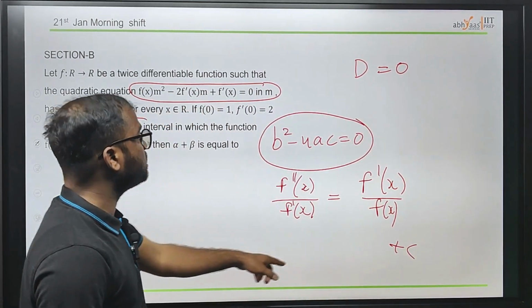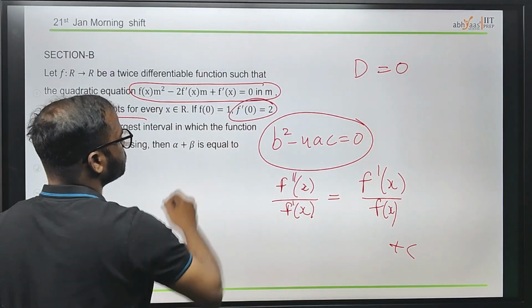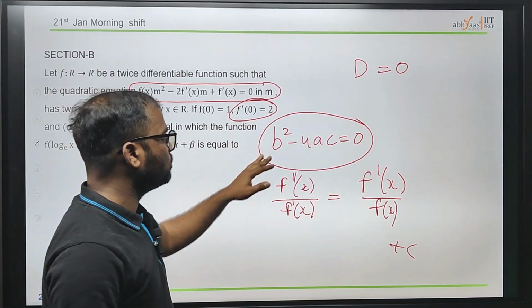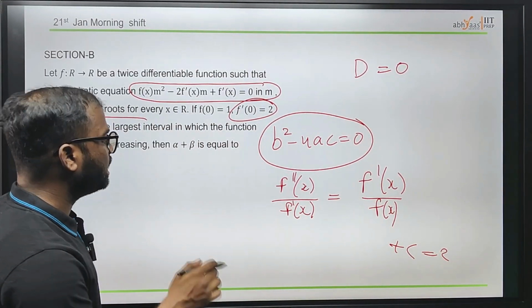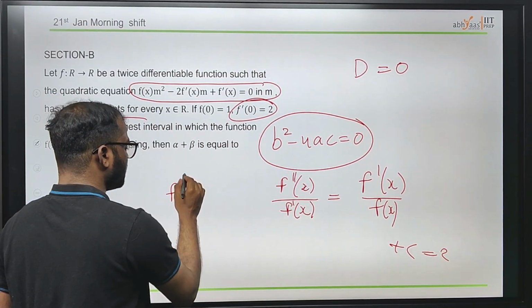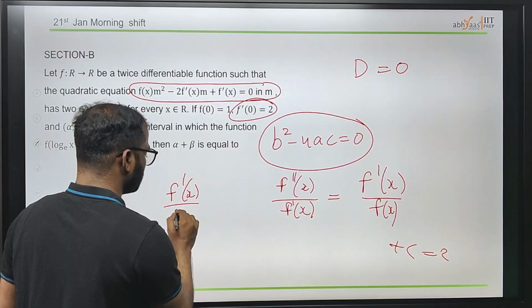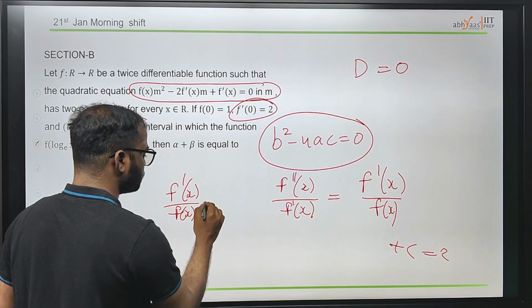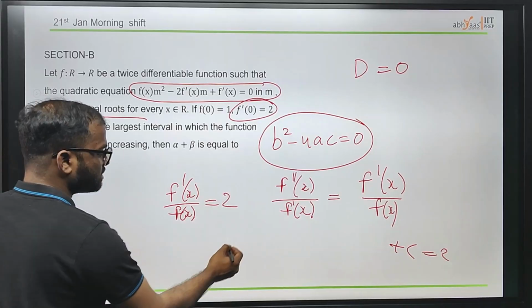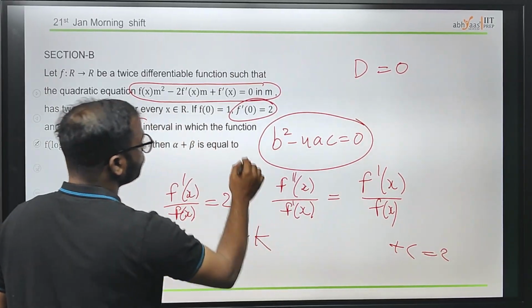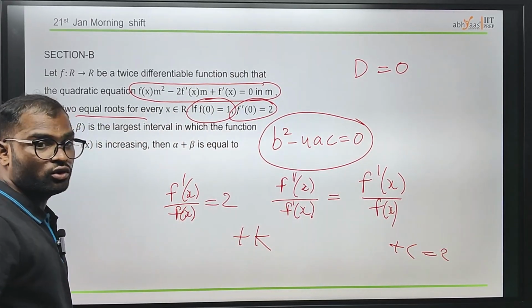Okay, in order to find the c, just use f dash of 0 is equal to 2, we will get c equal to 2. After that you have to again integrate that one, which we may get f dash of x divided by f of x, which is equal to 2. Just integrate this one, we will get some constant k. In order to find this k, you have to use f of 0 is equal to 1.